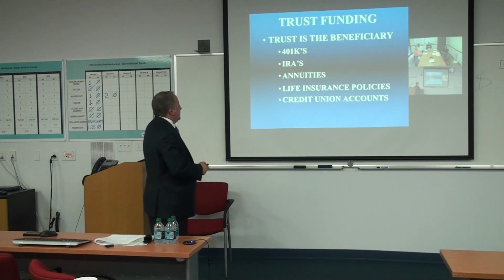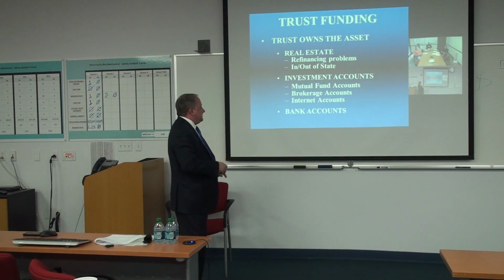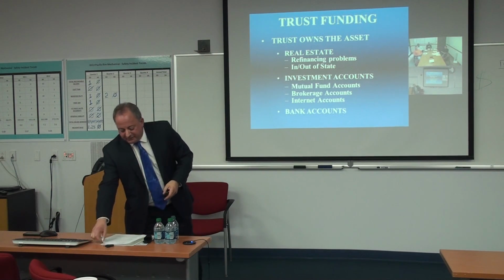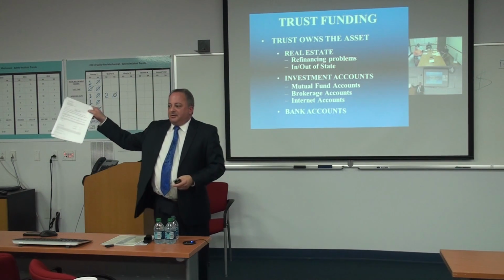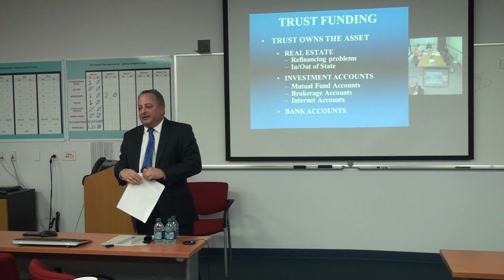Right? So what about stuff that doesn't have a beneficiary designation? Real estate, investment accounts, bank accounts, personal property. Got to change the name on the ownership. With real estate, you do deeds. I do those for my clients all the time. Okay? What you've got to watch out for is if you refinance.